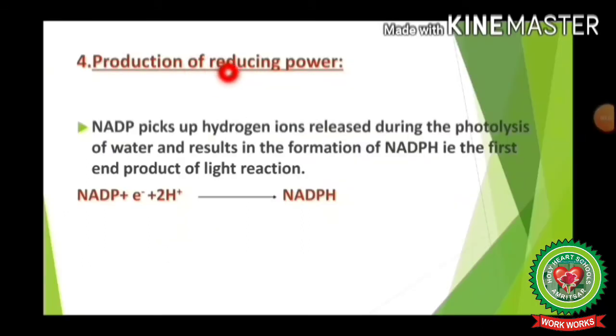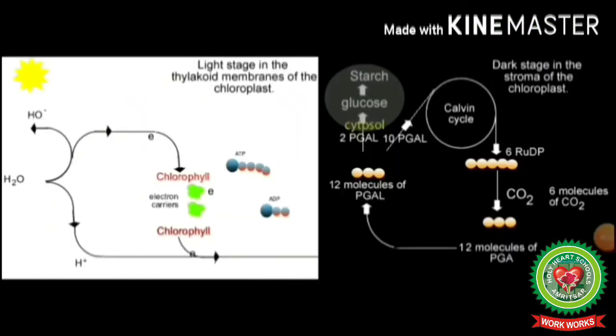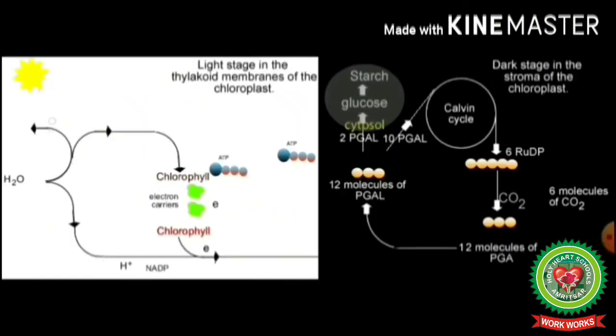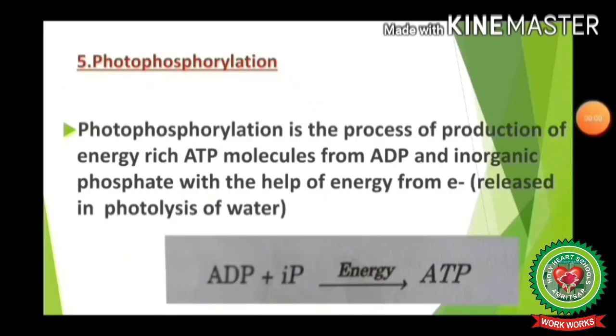Next is production of reducing power. NADP full form is nicotinamide adenine dinucleotide phosphate. It picks up hydrogen ions released during the photolysis of water and results in the formation of NADPH, that is the first end product of light reaction. In this picture you can see NADP picks up H positive ions and results in the formation of NADPH.